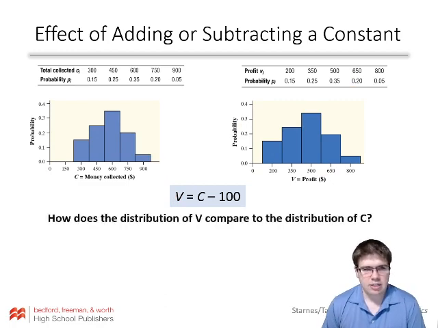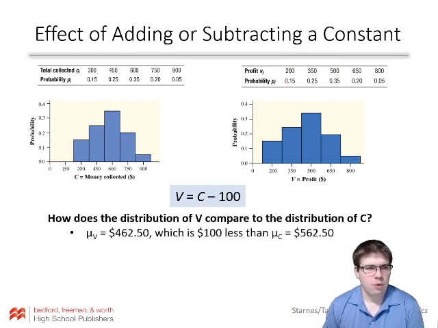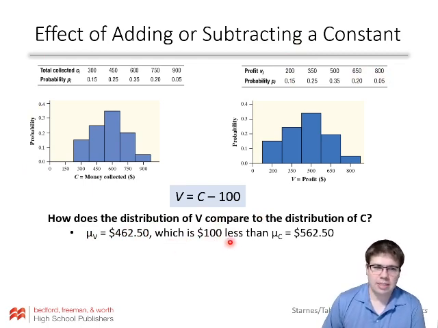We're interested in how the distribution of V compares to that of C. We could go through and calculate all of these same values. Remember the expected value from last unit: we do 200 times 0.15 plus 350 times that, and so on. So we can calculate our new mean for this distribution. The mean for V ends up being 462.50, which is exactly 100 less than the mean of the original distribution.